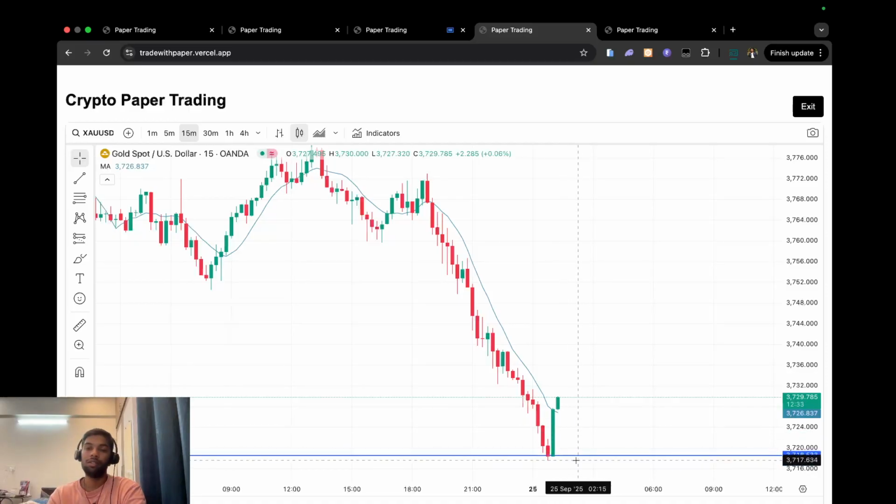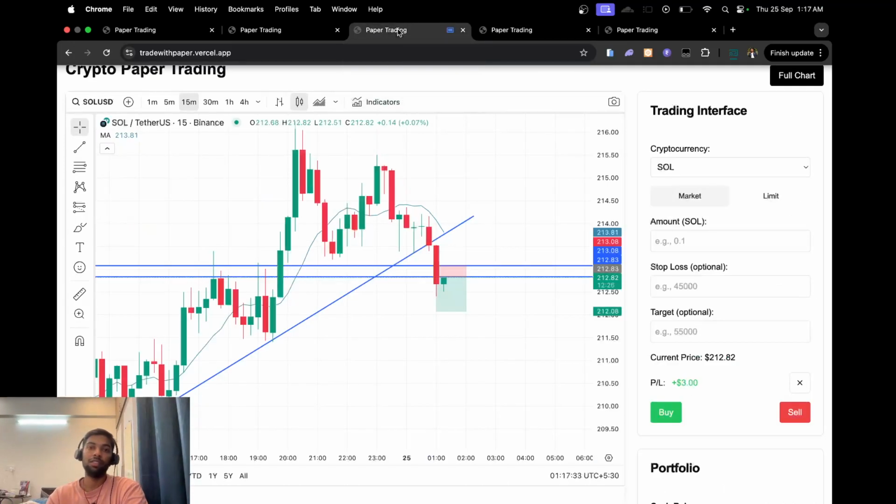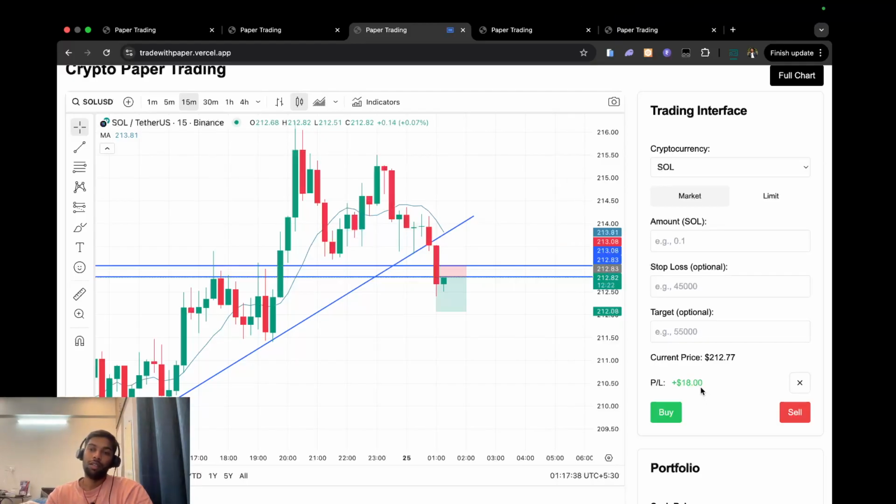I'm seeing my Solana trade as well, it is quite reversed, and we are at break even, guys. You can see that we are at $3 profit. We are at break even, guys, and we might end up in loss also. But nonetheless, we have a small stop loss and target as well. Let's follow the process, because I just took the trade on the previous candle.